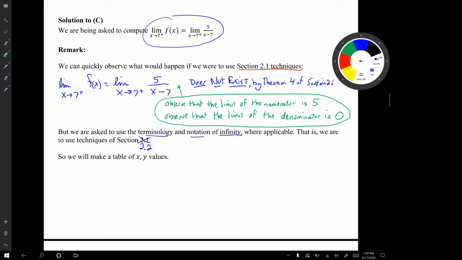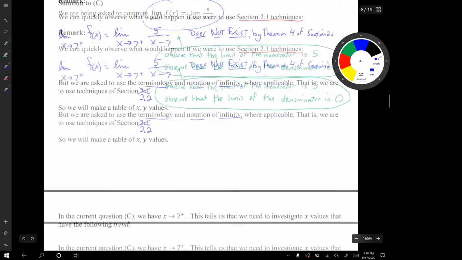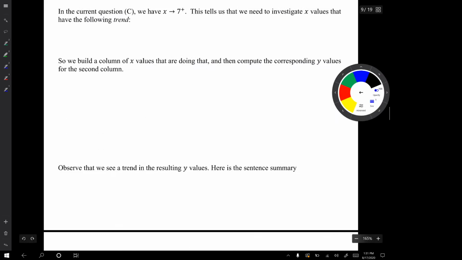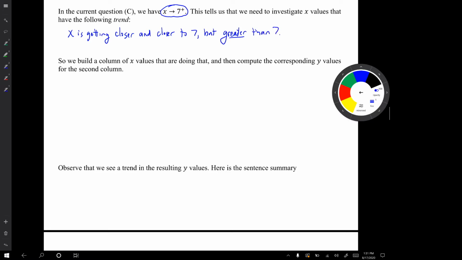So we are going to do what we did in the previous question. We're going to make a table of x, y values. In the current question, we have x arrow 7 plus. That is, x is approaching 7 from the right. So we have to build a table with a column of x values that are doing that, and then compute the corresponding y values for the second column.